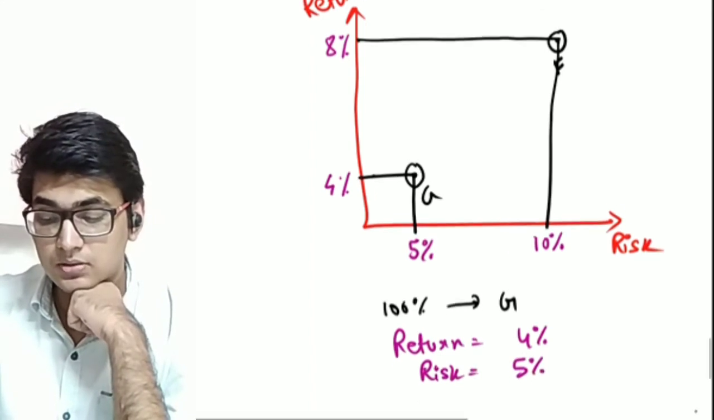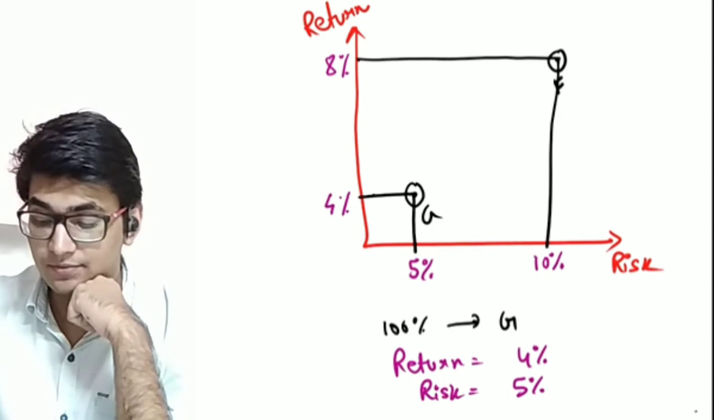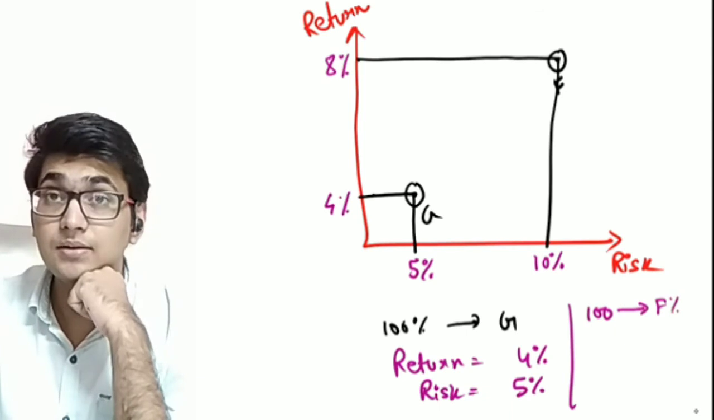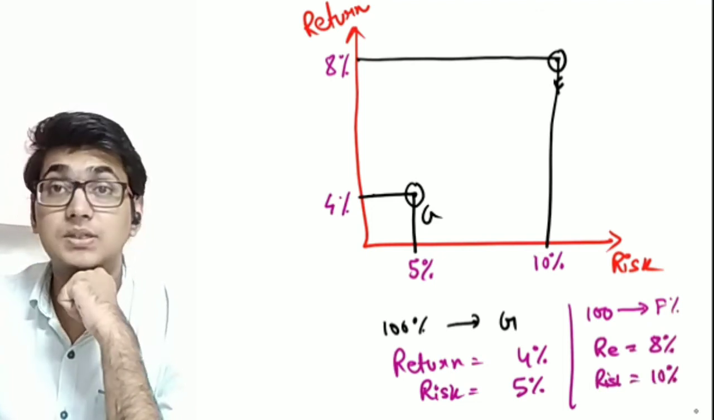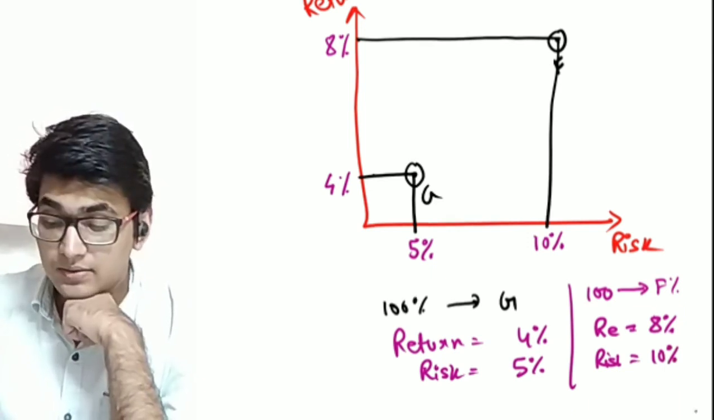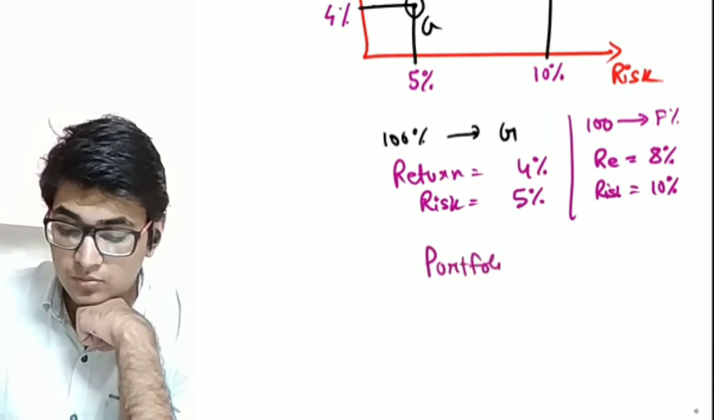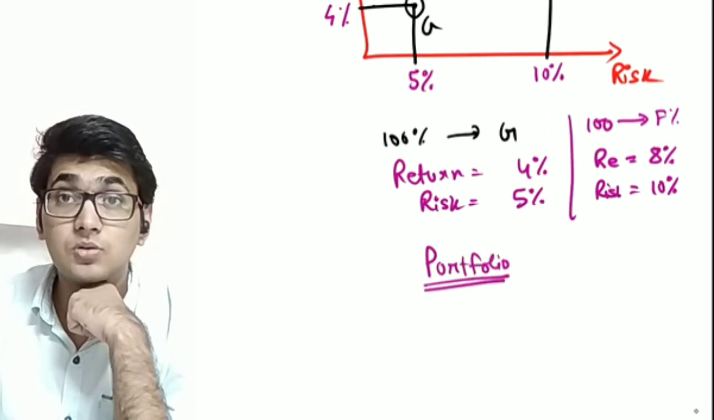Or suppose you invest 100% of your money into F. Okay, 100% money into F. Then what will happen? Your return will be 8%. Your risk will be 10%. Are you getting the point till now? Now what if I create a portfolio? Portfolio, how? What I am talking about is how to create the portfolio.